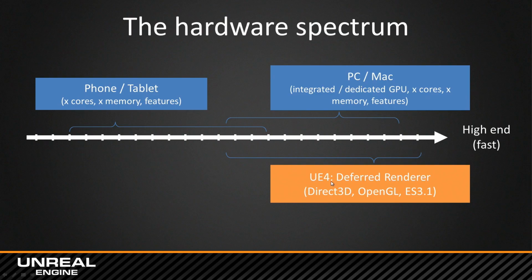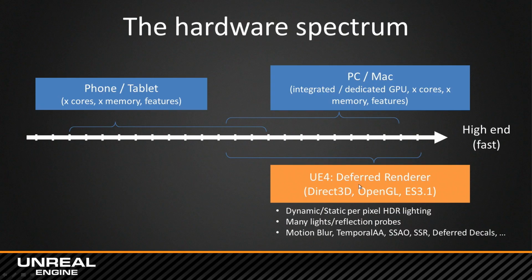So Unreal Engine 4 has a deferred renderer, and it uses DirectX and uses OpenGL, and now also OpenGL ES 3.1. So with that deferred renderer, it has a lot of features. That's everything that we want to have. All things like dynamic or static lighting per pixel, HDR, many light sources, light probes, that's environment reflections, motion blur, temporal AA, screen space ambient occlusion, subsurface scattering nowadays even. SSR is screen space reflections, and deferred decals, a lot of other features.